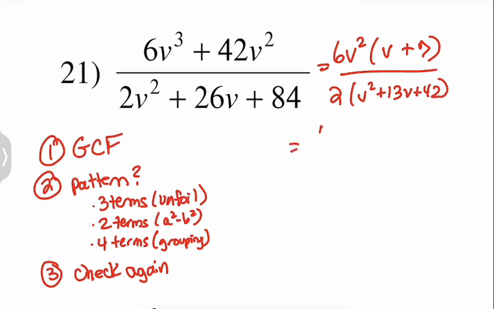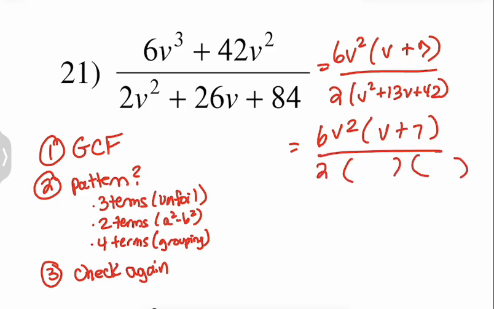Now remember, my little steps over there say to take out a greatest common factor and then look at the pattern. The top, v plus 7, is done. There's nothing I can do about that. But the bottom is a factorable quantity. The factors of 42 that add up to 13 are 6 and 7. So I'm going to make that v plus 6 and v plus 7.